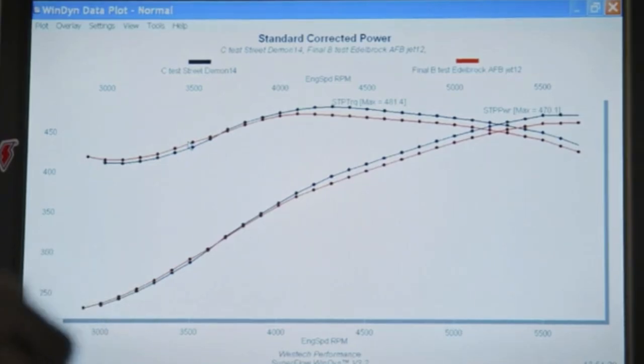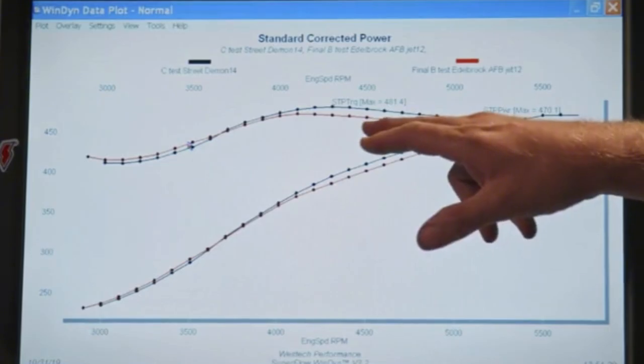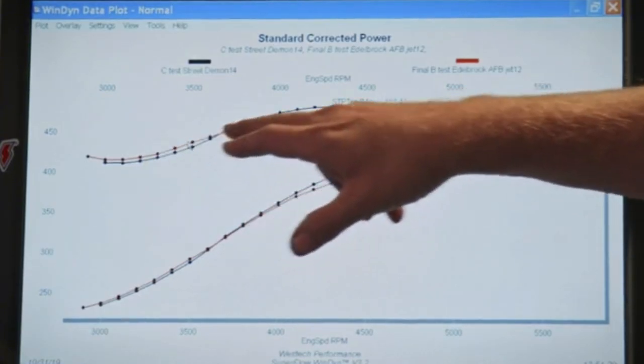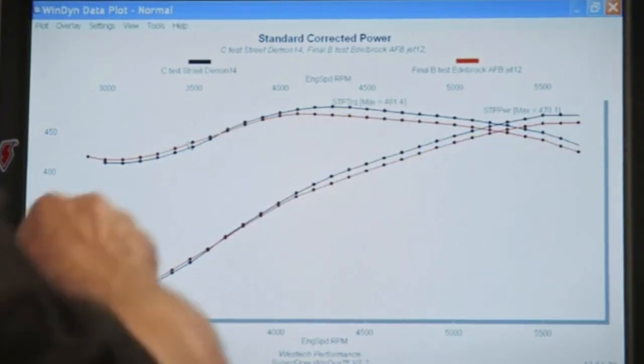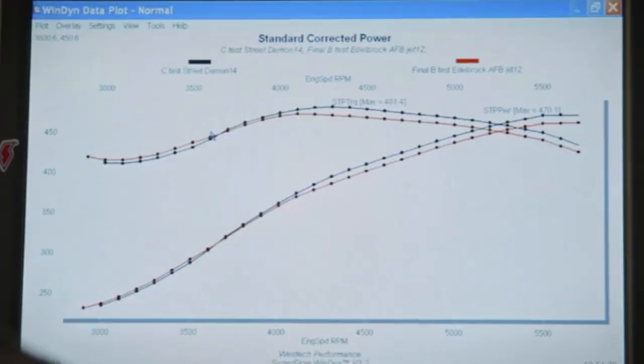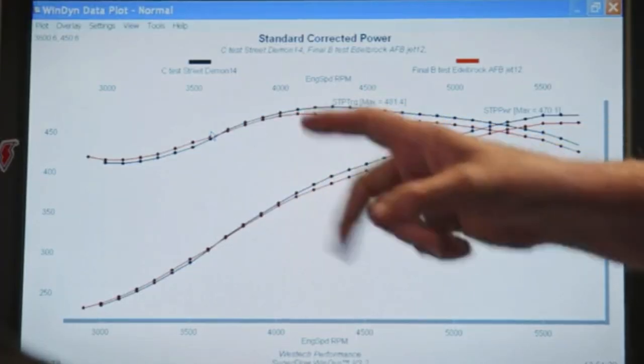Here's the Street Demon compared with the Edelbrock, the Edelbrock being the red lines. What's interesting is the Edelbrock was a little bit better below about 3,700, and that's where the Demon is a little fat. And that's what the Edelbrock tuned and jetted. In conclusion, are we going to try and jet it, or are we too concerned that we're going to make it way too lean at peak torque?